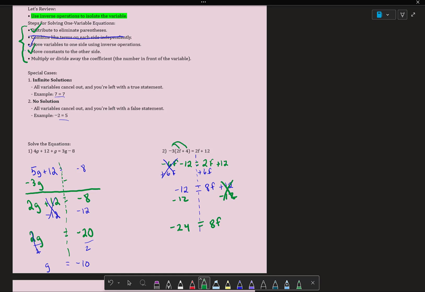And then finally, multiply or divide away the coefficient. So this is 8 multiplied by f. So we're going to undo this multiplication by dividing both sides by 8. And we're left with 1f equals -3 as our answer.